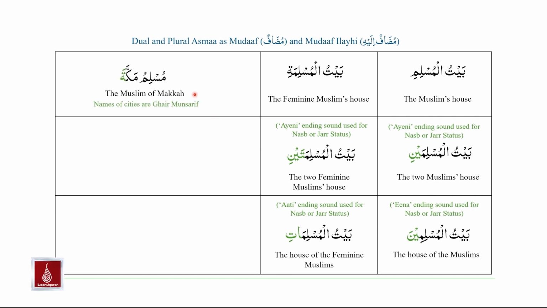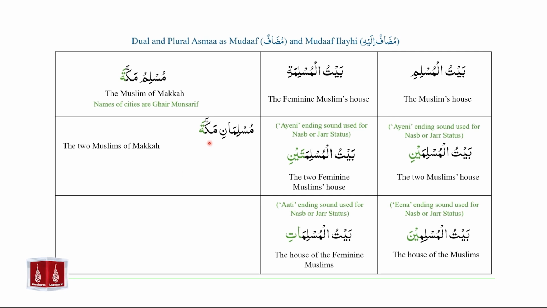The Muslim of Makkah: Muslimu Makkata. In this case, we are saying Makkata and not Makkati because the names of cities are ghair munsarif. And a ghair munsarif ism will not accept zair in the jar status. What if I want to say the two Muslims of Makkah? One way to say that will be Muslimani Makkata. Muslimani means two Muslims and Makkata means Makkah. The two Muslims of Makkah. The Muslims belong to Makkah.